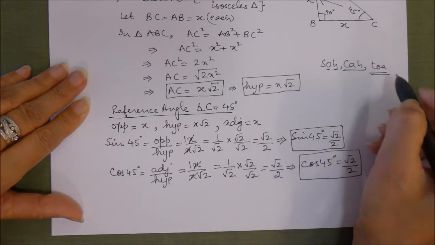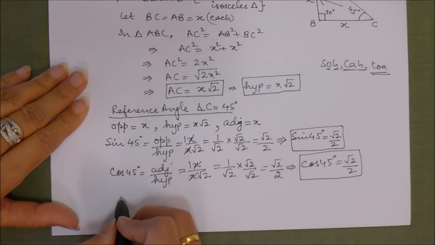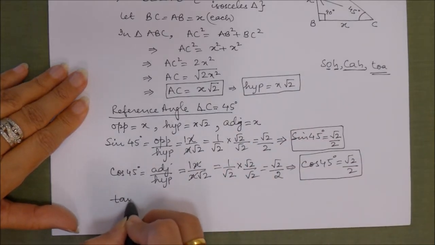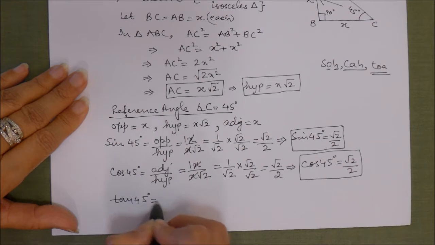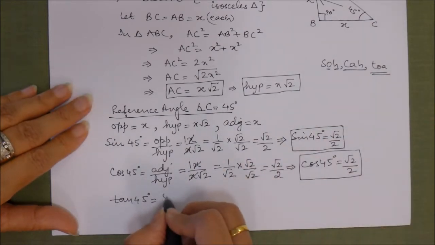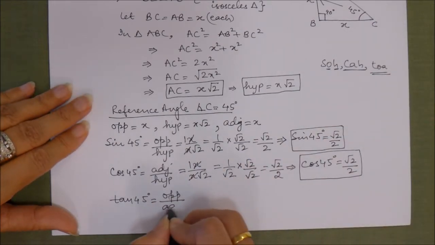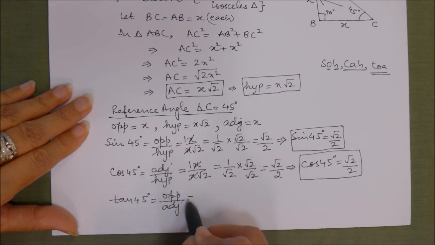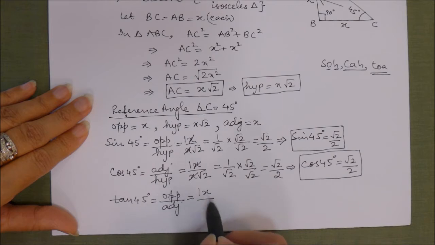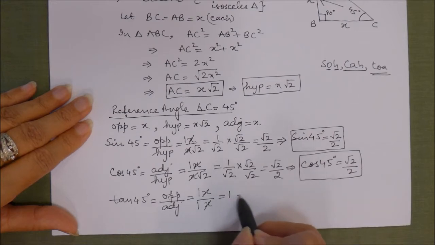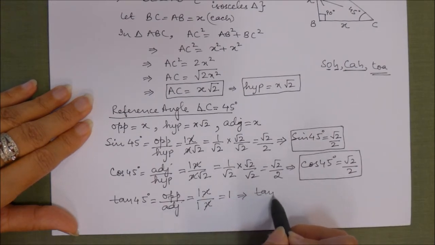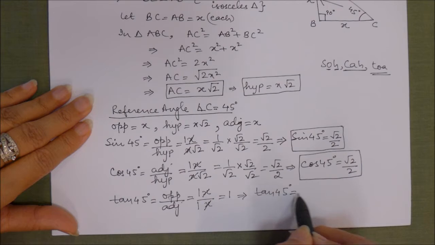From this relation we can write tangent. Tangent 45 is opposite upon adjacent. So opposite is x, so it is 1x. Adjacent is also x, that means it is 1x. So x gets cancelled, so the result is 1. That means tangent 45 degree is equal to 1.